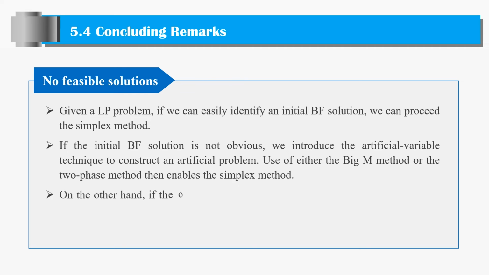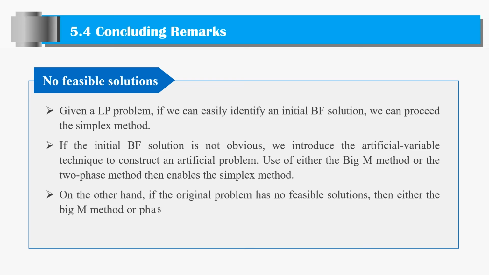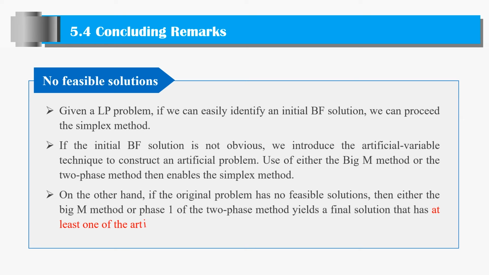On the other hand, if the original problem has no feasible solutions, then either the big M method or phase 1 of the two-phase method yields a final solution that has at least one of the artificial variables greater than 0. And this means there is no feasible solution. Otherwise, if there are feasible solutions, all the artificial variables should be 0.